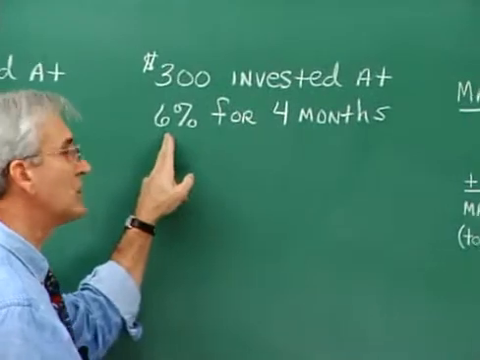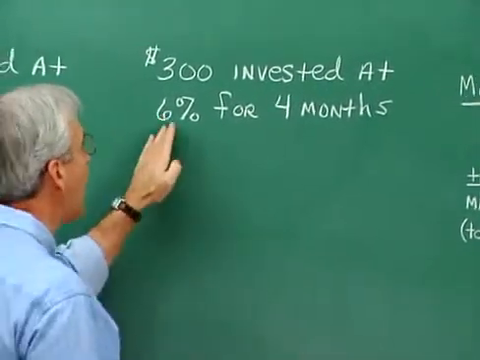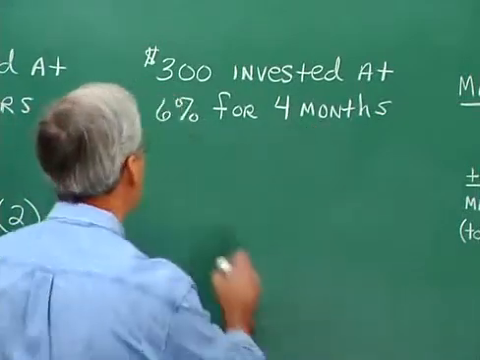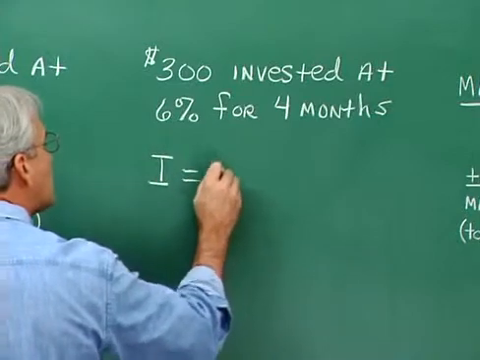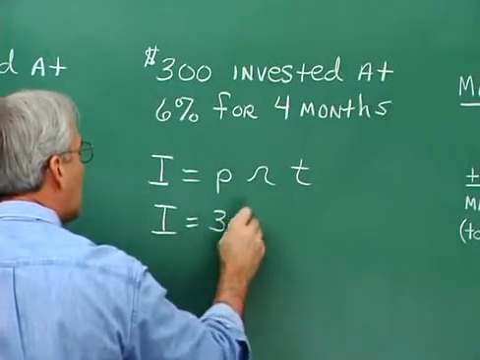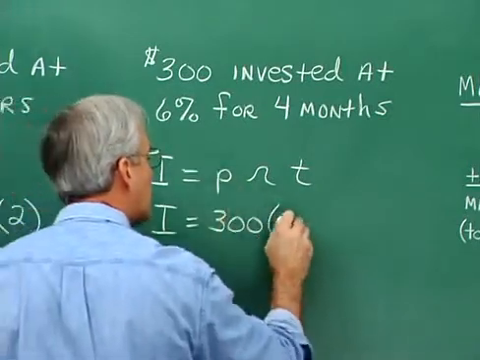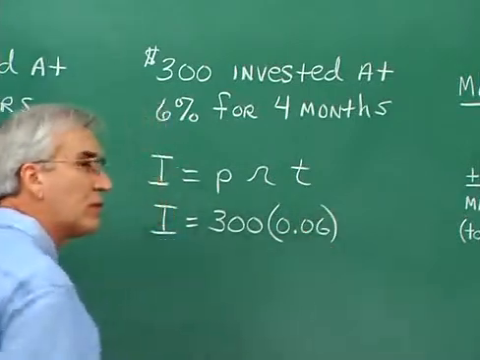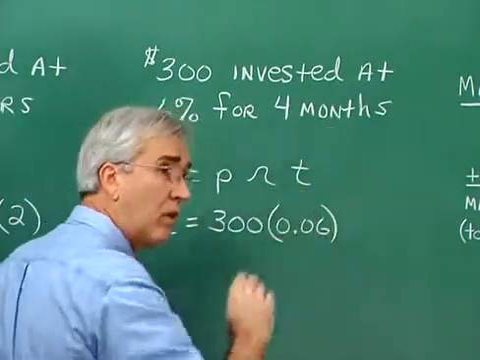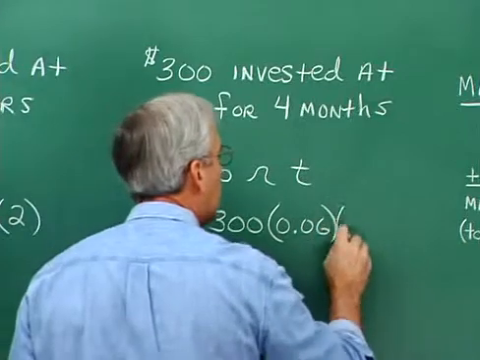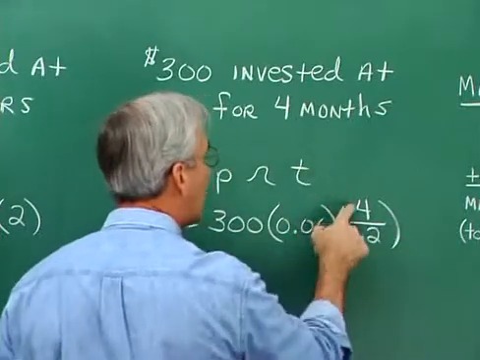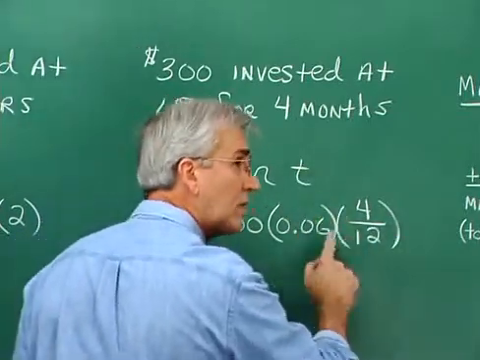Here's another one. $300 is invested at 6%. Now let's assume that this is an annual interest rate, but the money is only borrowed for 4 months. Let's see what we do about that. We start the same way that we did before. Interest is principal times rate times time. The interest then is, well, let's see, $300 times an interest rate of 6%. And this is an annual interest rate, so time has to be written in years. Now, 4 months is what part of a year? That's really what we're asking ourselves. And we can write this as 4/12 because there are 12 months in a whole year, and we're talking about 4 of those months. So 4/12 of a year is what this is all about.